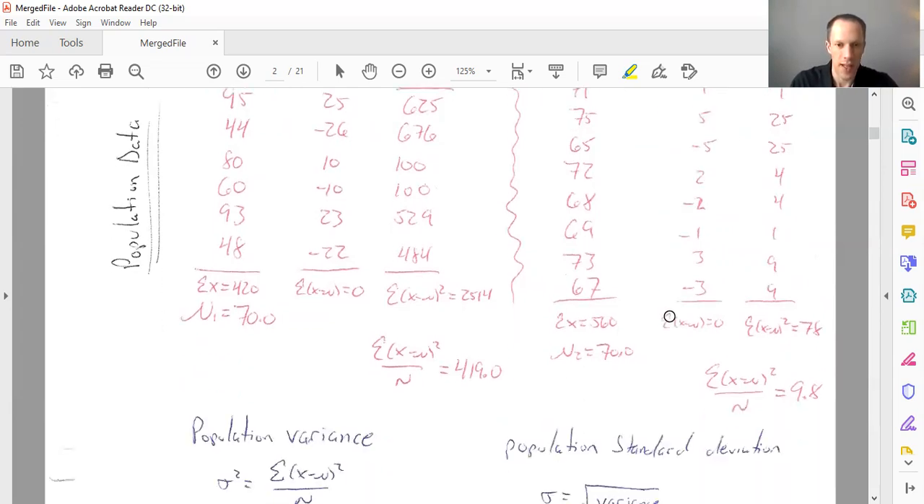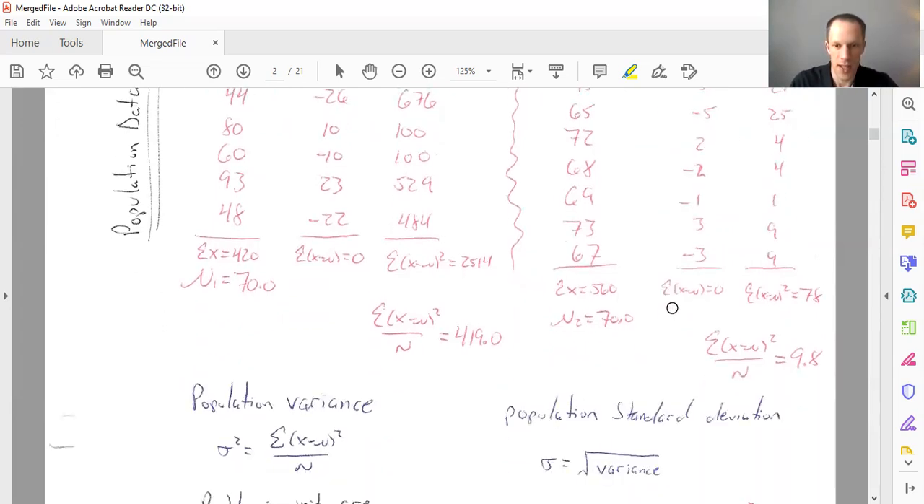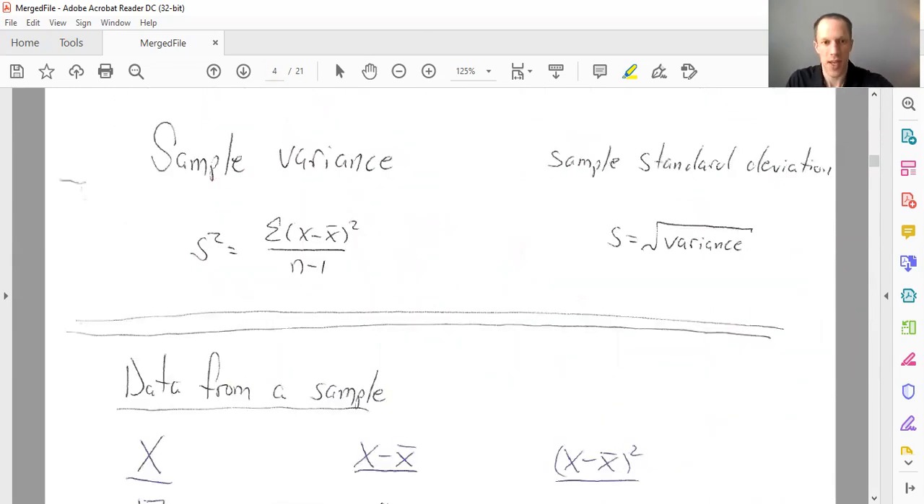So that's population variance and population standard deviation. Now, what happens when we work with sample data? First of all, we use a different set of symbols. We use the letter S for sample standard deviation, which means S squared would be sample variance.